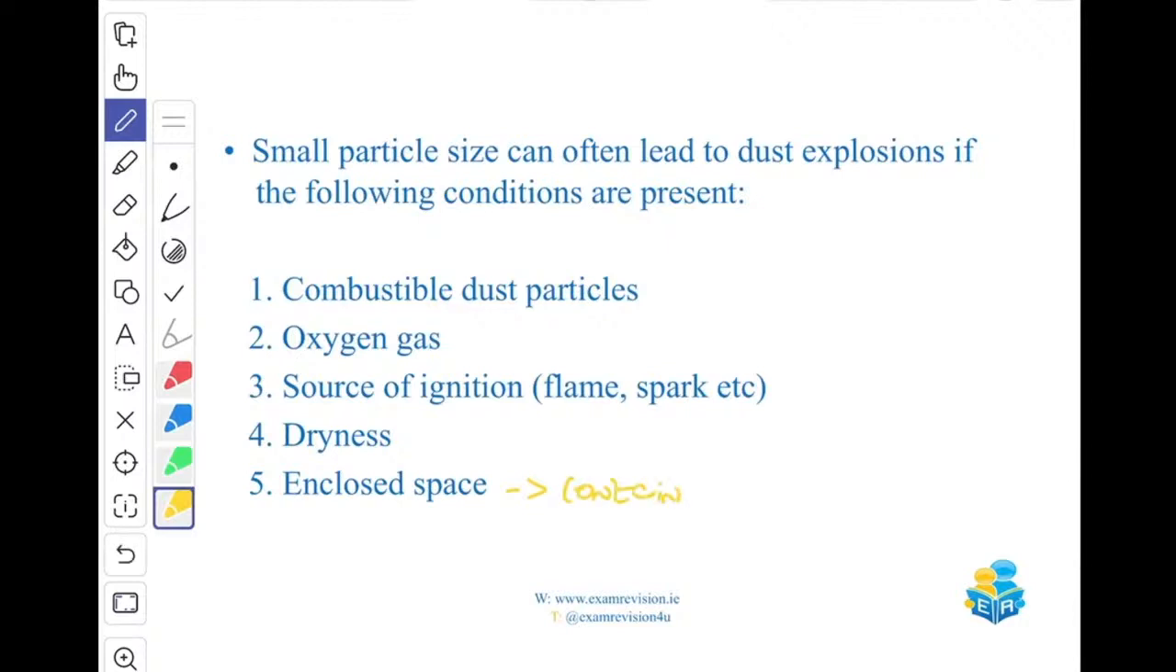Now I often do this in school, outside with the students. We put the combustible dust particles in, we have a source of ignition, we have dryness, our enclosed space is just a biscuit tin, and then the oxygen gas we're able to get. So we're able to create a dust explosion, and that is a good way to show that small particle size can lead to a quick rate of reaction.